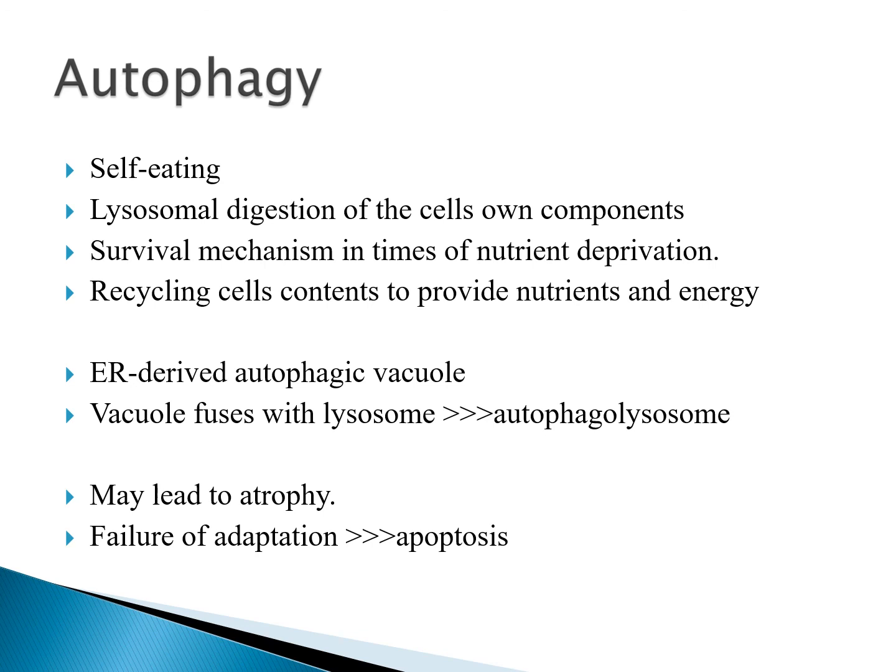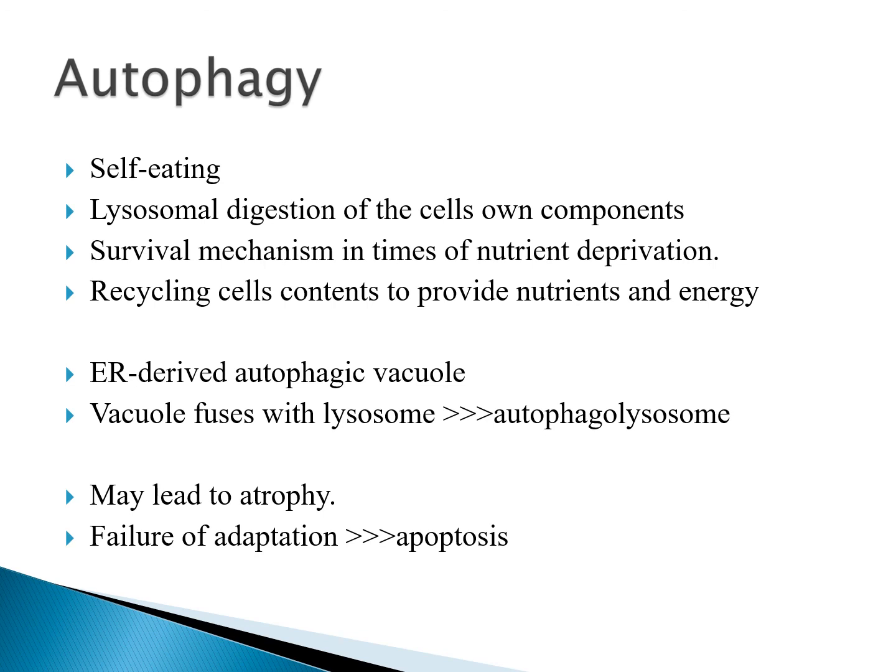This process involves formation of autophagic vacuoles, which are derived from the endoplasmic reticulum. These vacuoles usually fuse with lysosomes that contain lysosomal enzymes to form the autophagolysosome. Why is it auto? Because it is derived from the cell itself. These autophagic vacuoles are derived from the cell's own components.